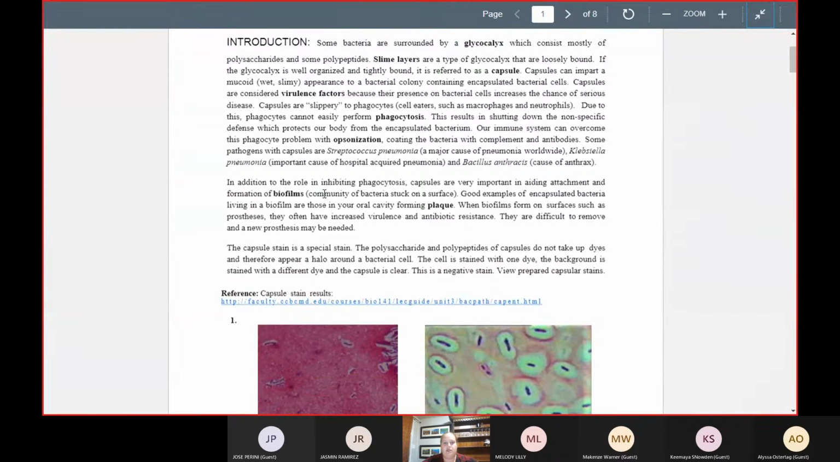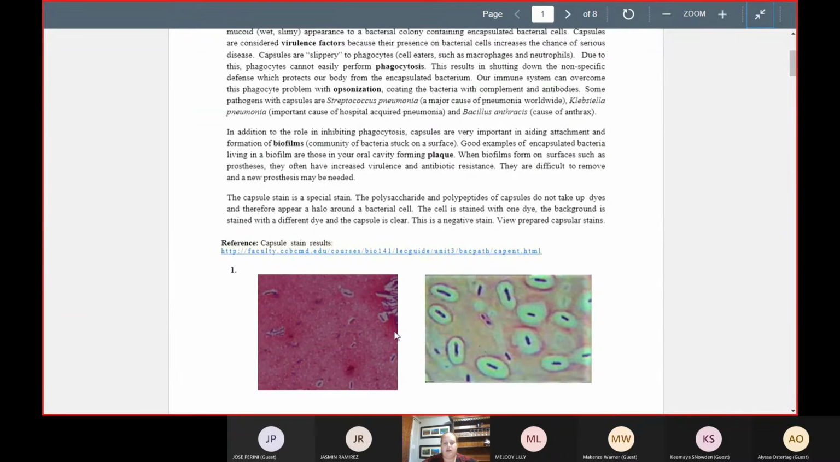So yeah, the important thing would be to really understand what a capsule would look like, so to be able to identify from a picture whether or not a capsule is present.